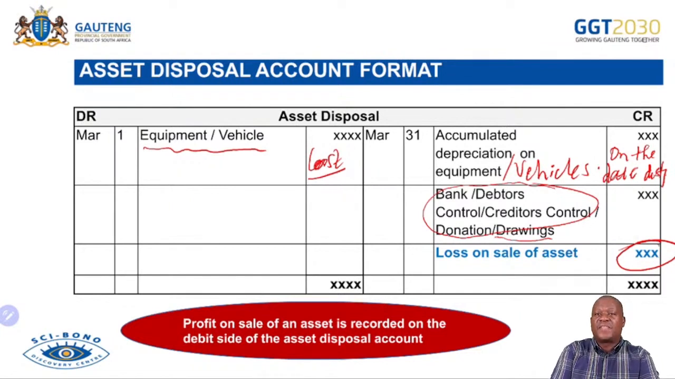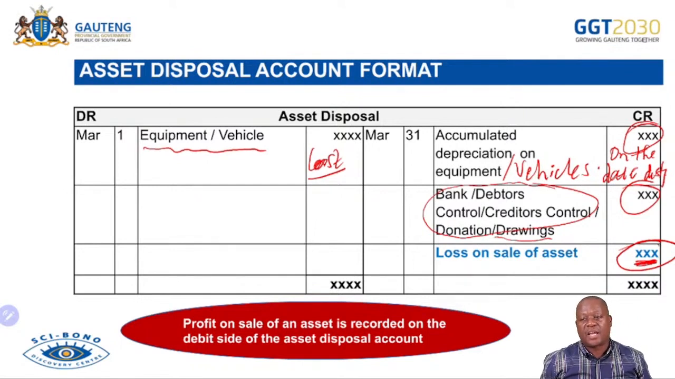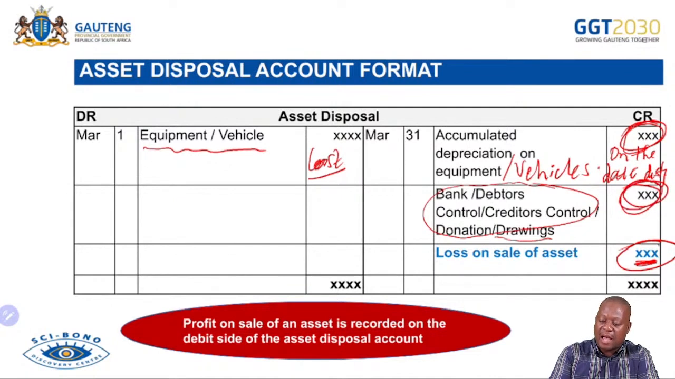We can only have it if there is a difference between the cost and the total of accumulated depreciation and bank, debtors control, or any other disposal way. So if we add these two figures, accumulated depreciation and this, and they are less than the cost, then we are going to result with this figure, which is the loss on sale of an asset. But it might happen that when we add the accumulated depreciation and the amount received for the disposal of the asset, it becomes more than the cost. In that case, this balancing figure moves to your debit side.